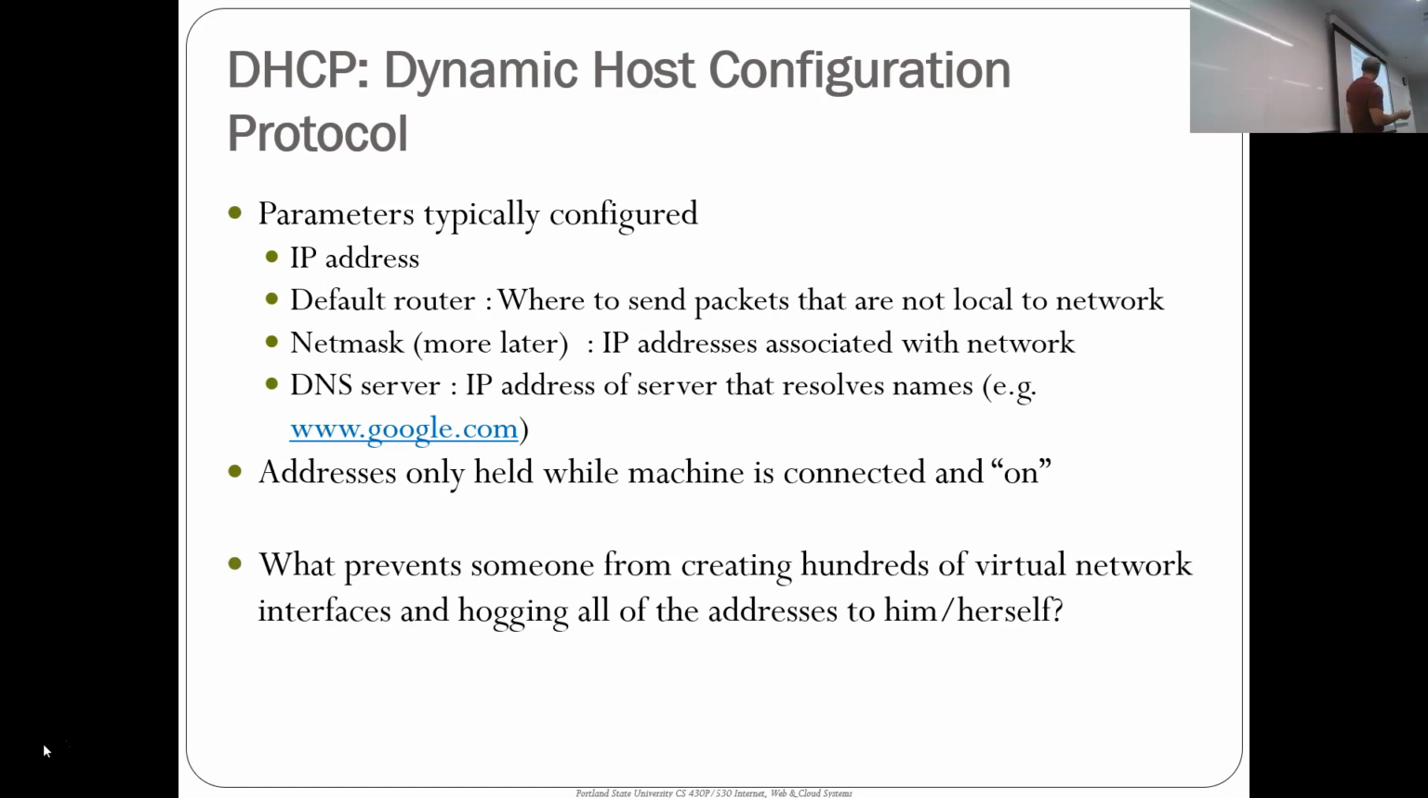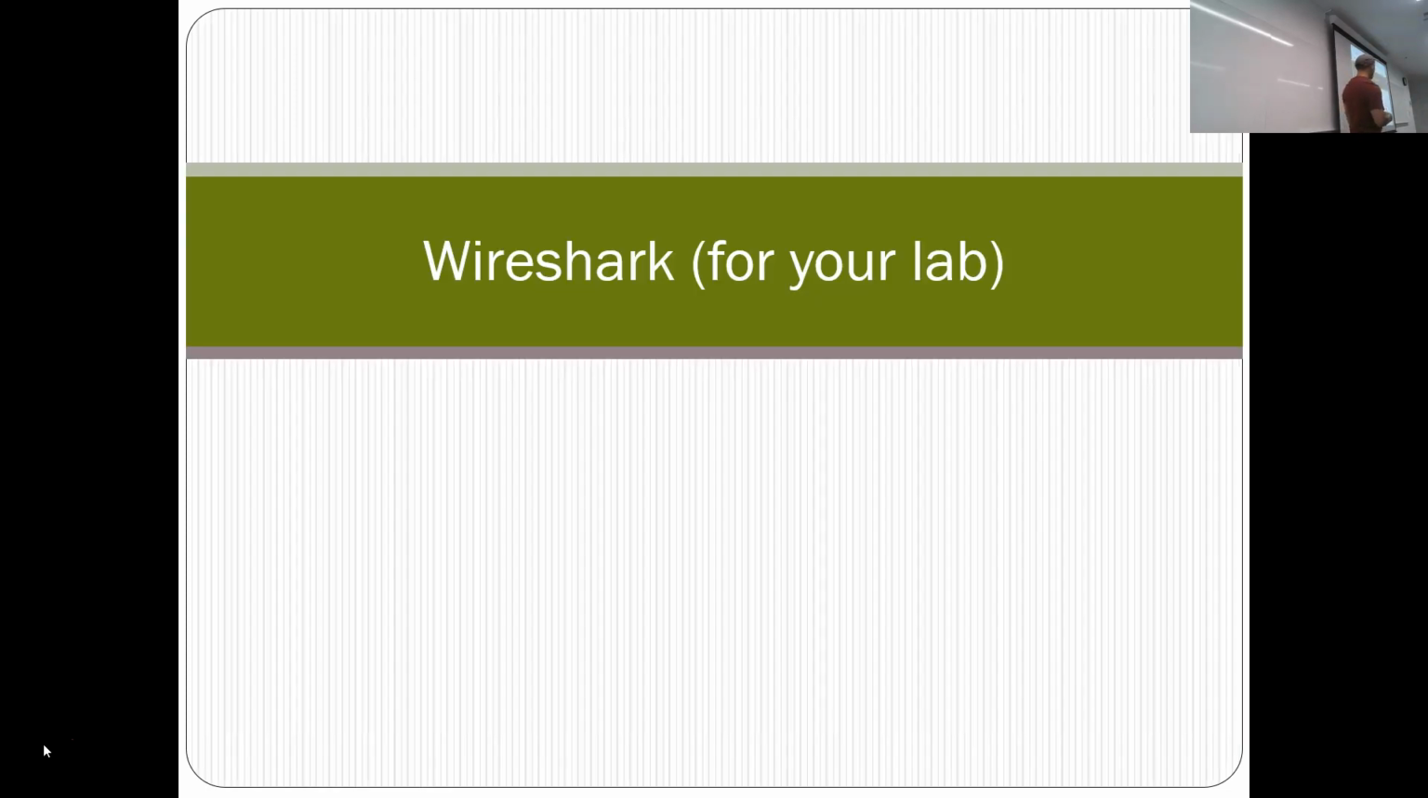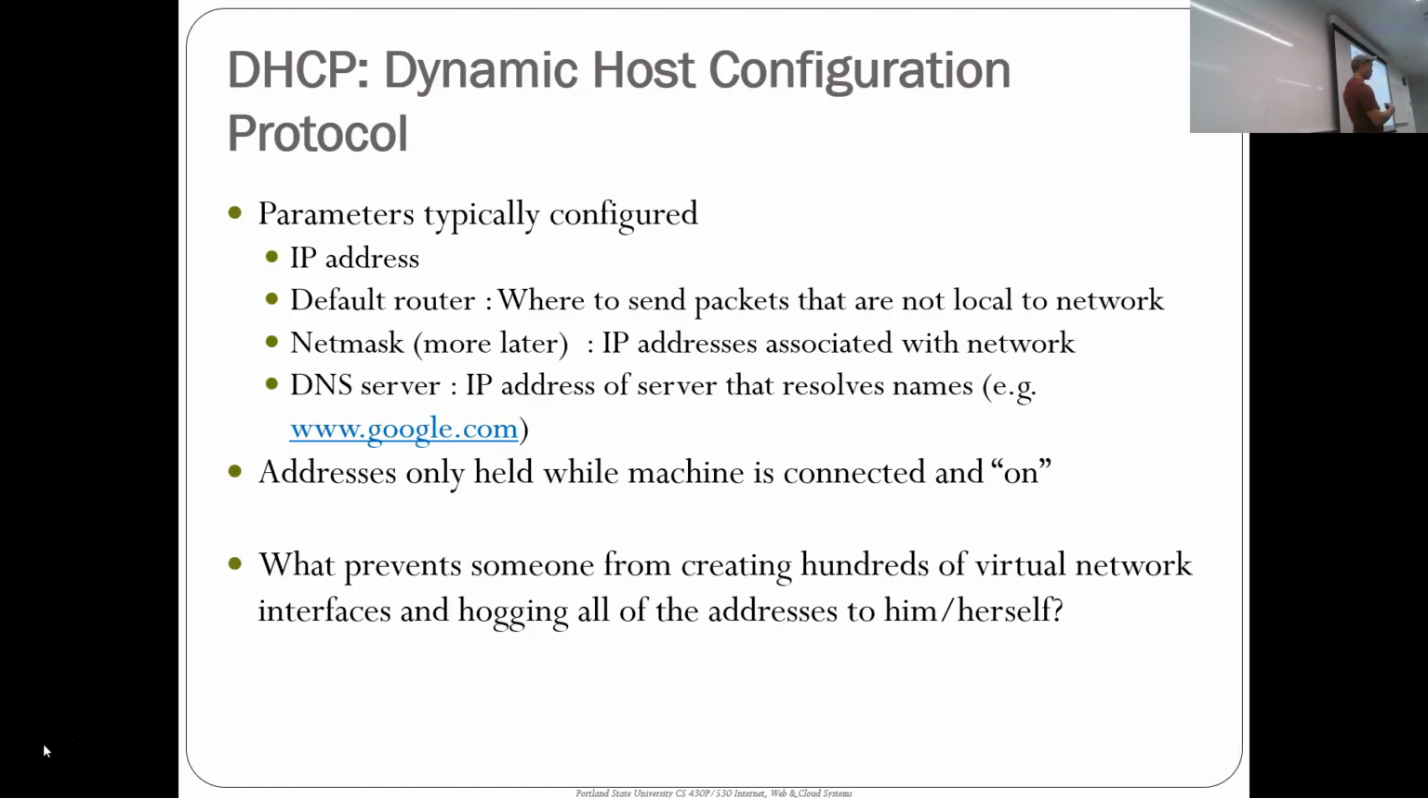Okay, so here's a question. What prevents someone from creating hundreds of virtual interfaces and hogging all of the addresses to him or herself? So I could have one laptop and say, I am all of these different hardware addresses. Give me an IP address. What would prevent that? The answer is nothing. This could happen if you wanted to wipe out a network.